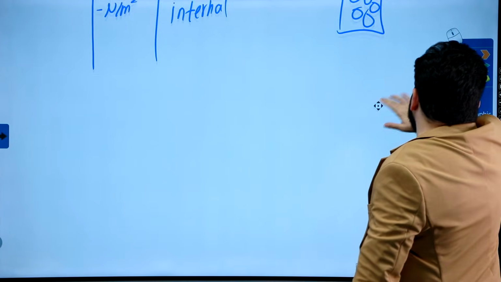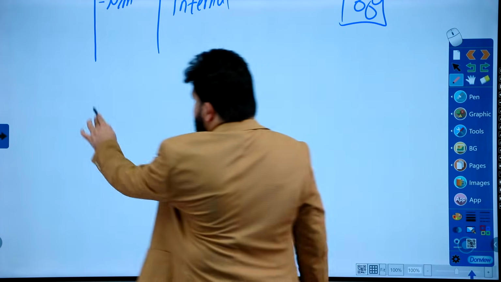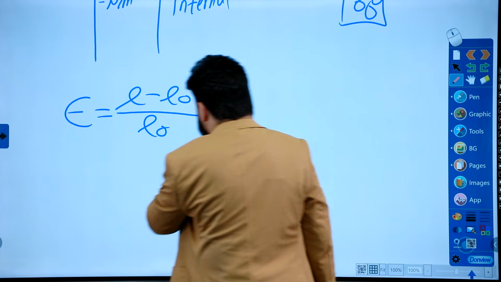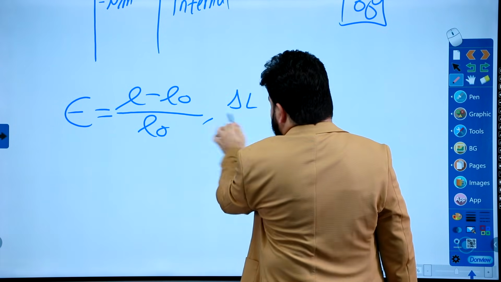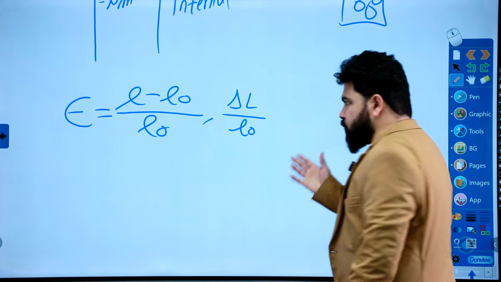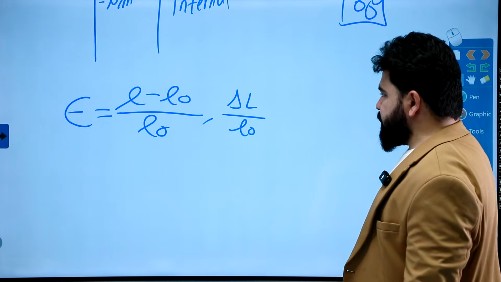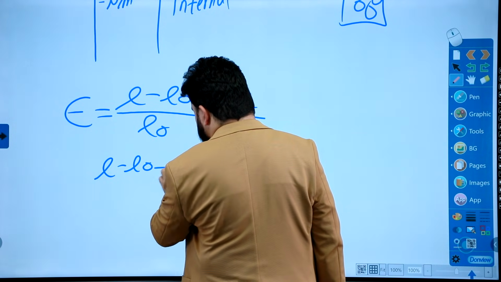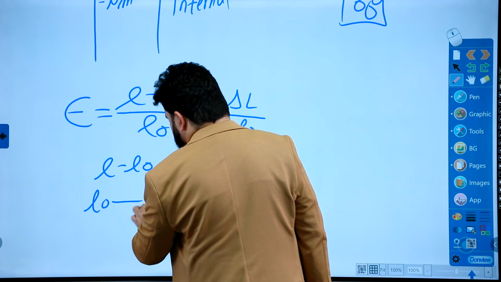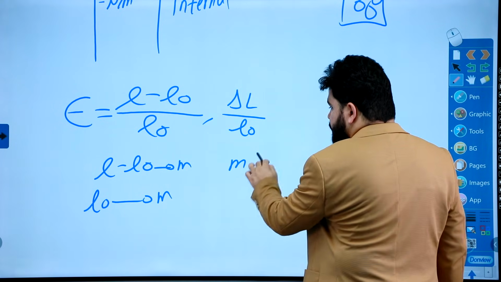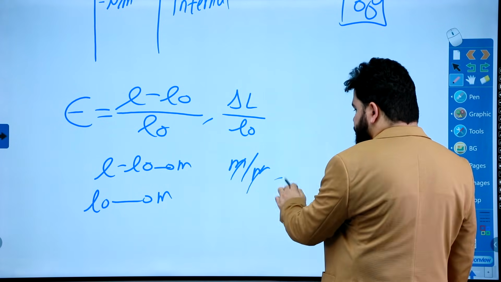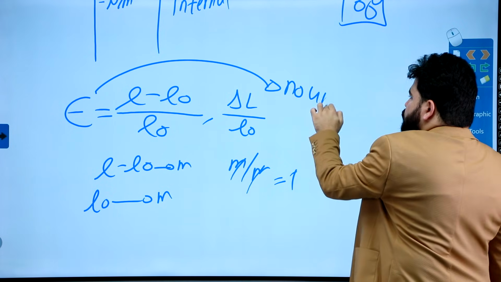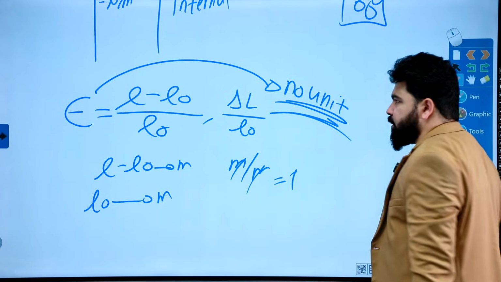Then we have strain. Strain is basically elongation divided by initial length, or you can say delta L divided by initial length. This is also correct. Be careful that elongation is measured in meter. Initial length is also measured in meter. So meter divided by meter, they cancel each other. Strain has no unit. Don't make the mistake of writing that strain has a unit.